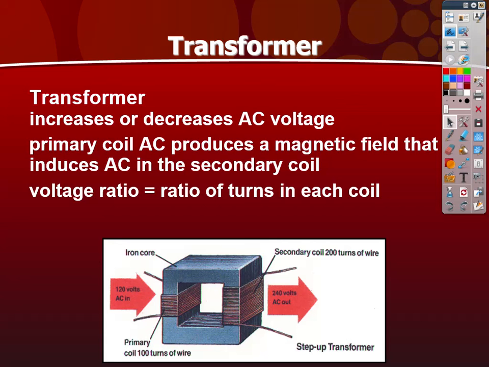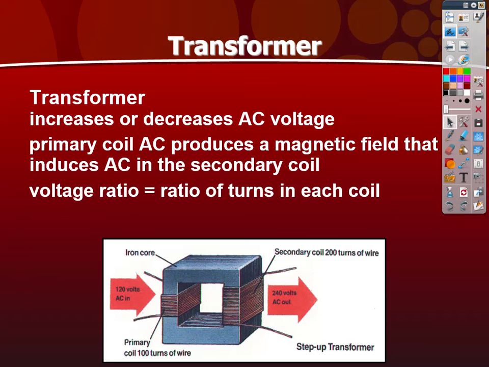Okay? And so there's a couple pieces to the transformer. We have what's called the primary coil and the secondary coil. And what happens is we alter how many times we wrap the coil around the transformer. How many times we wrap it around the transformer. And we do that because the more coils we have, that creates a stronger magnetic field.